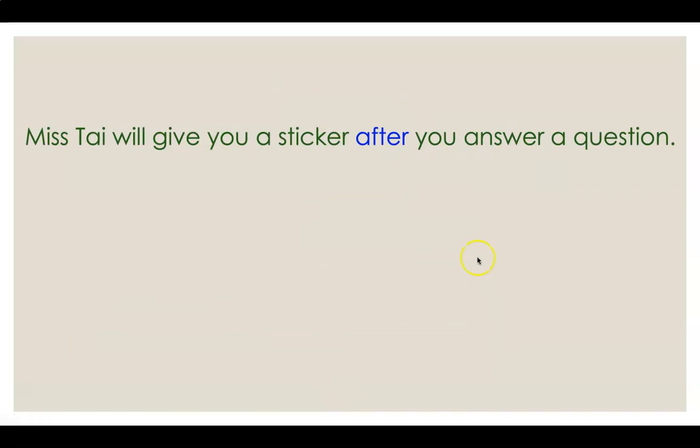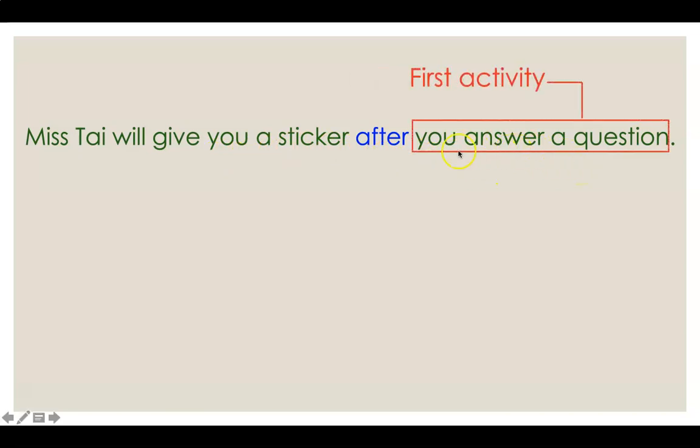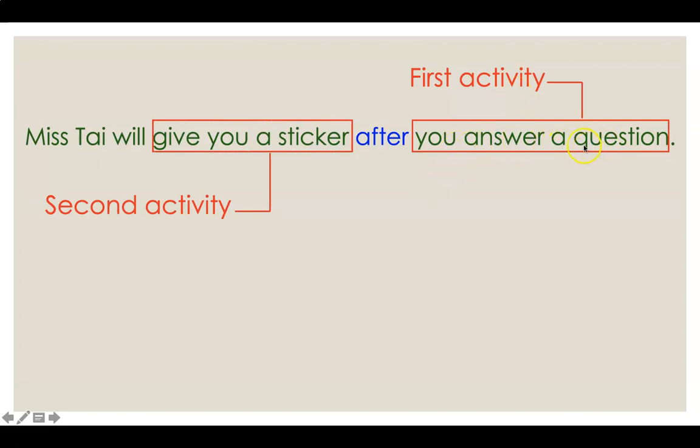Now, let's look at some examples of after. Miss Tai will give you a sticker after you answer a question. Again, there are two activities here. What are they? Yes. Miss Tai will give you a sticker and you answer a question. So which one happens first? Will Miss Tai give you a sticker first or you answer a question first? Yes, you answer a question is the first activity. You answer a question first, then Miss Tai will give you a sticker. This is the second activity.